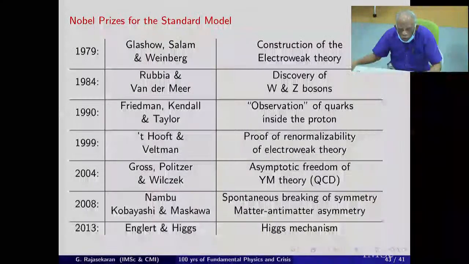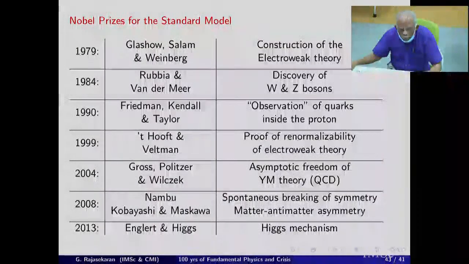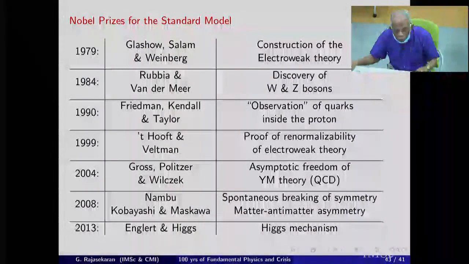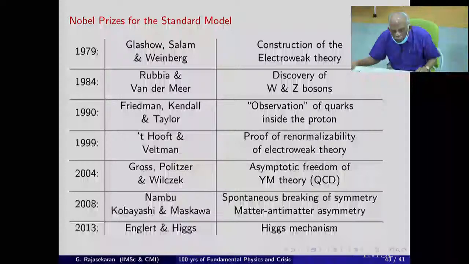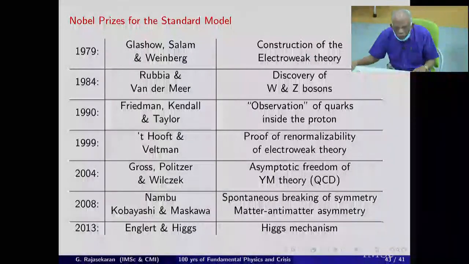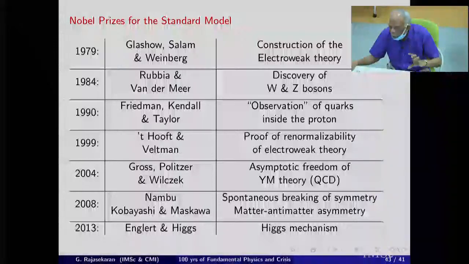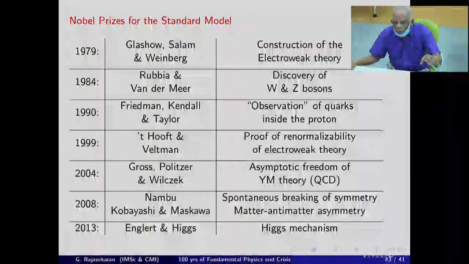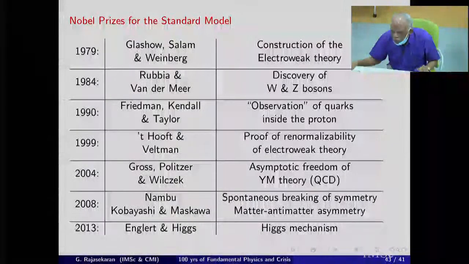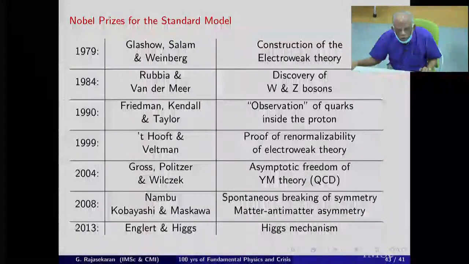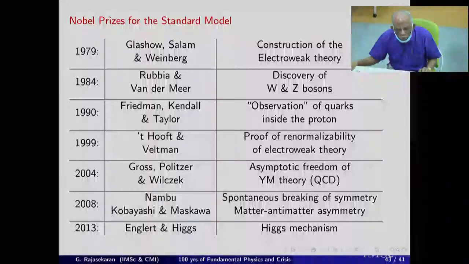The Nambu, I already mentioned, spontaneous breaking of symmetry idea, is the other pioneer of that. And Kobayashi and Maskawa, already mentioned, matter-antimatter asymmetry coming from the three generations of quarks and leptons. It was they who pointed out, in just one paragraph in a long paper which was useless, but that one paragraph contains this mechanism of matter-antimatter asymmetry, which will explain why all the antimatter went away in the universe. And so all of them got the prize.